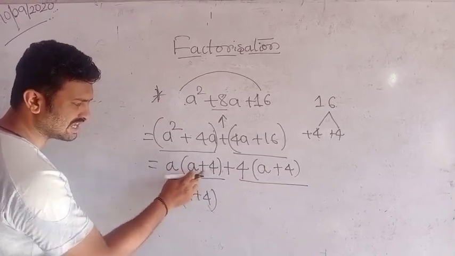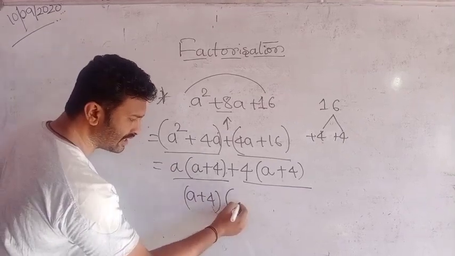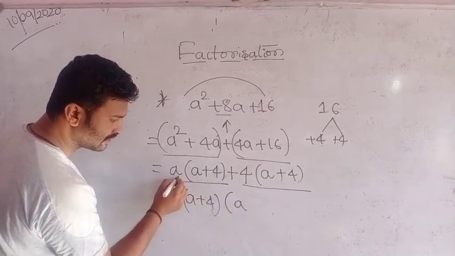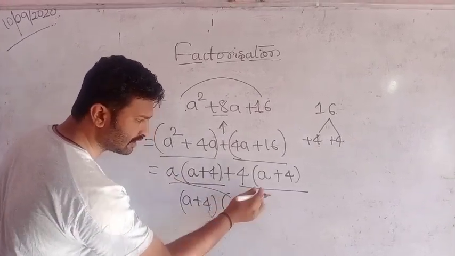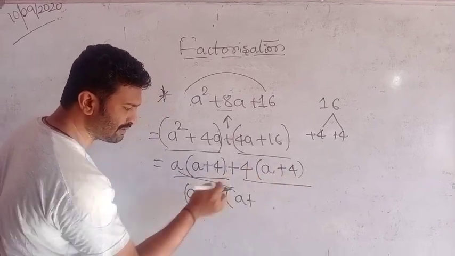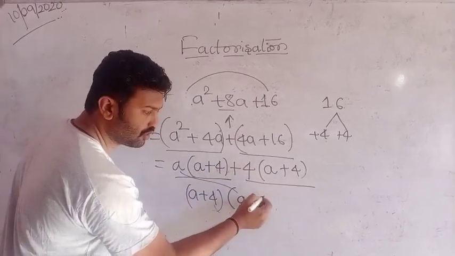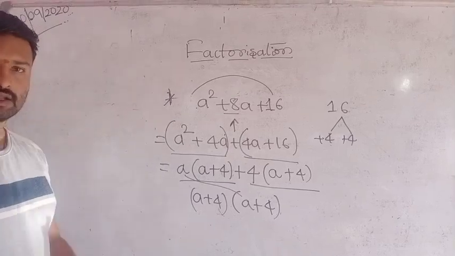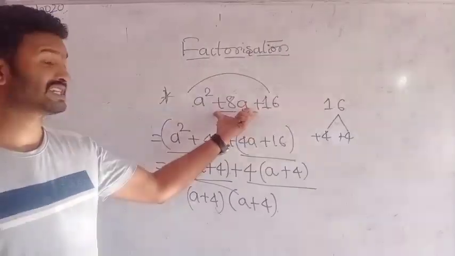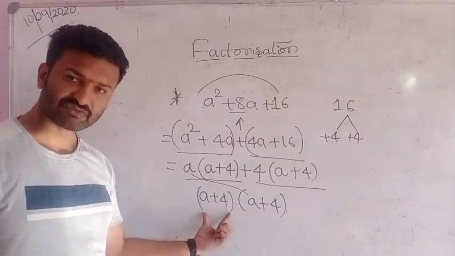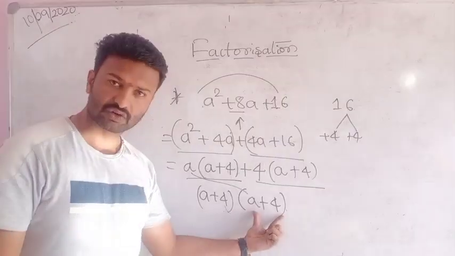What remains after taking a plus 4 common outside? Here a remains. Here a remains, plus in the second term, what remains after taking a plus 4 outside? 4 remains. Then what are the factors of this expression? a plus 4 and a plus 4.